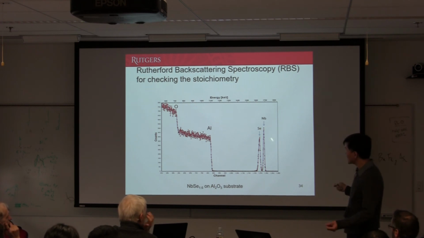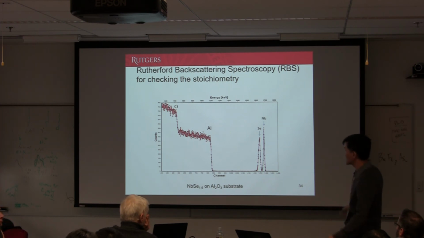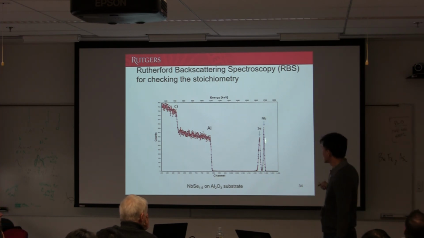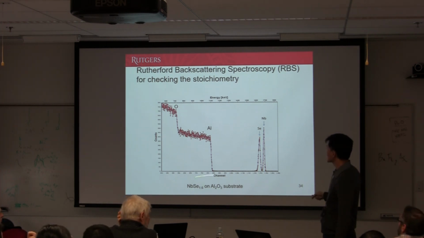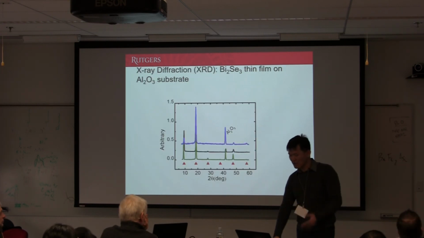But if we did this on bismuth selenide, it is always 2 to 3. I always form bismuth selenide, Bi2Se3, without any problem. So by integrating the intensity of this peak, you can estimate the stoichiometry. So you do RBS to see. And then you do X-ray, but we don't do X-ray.